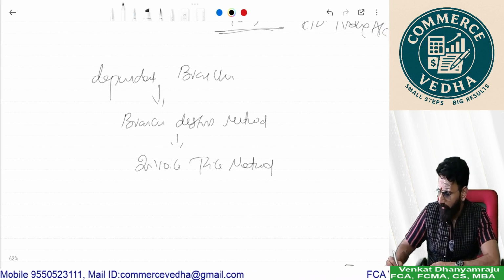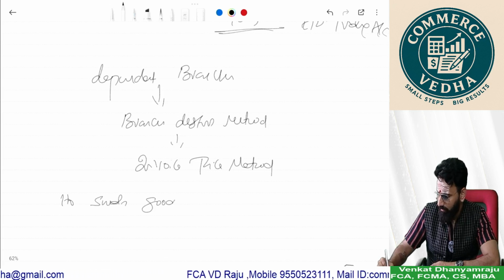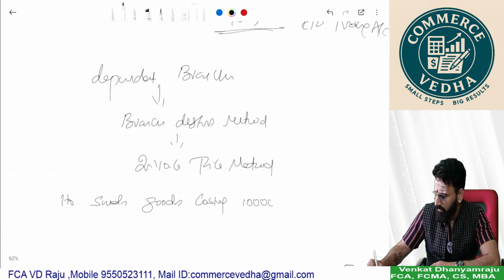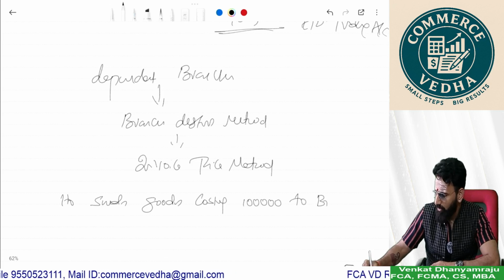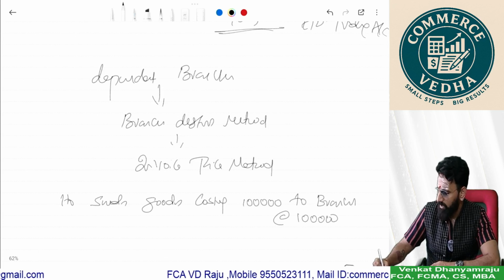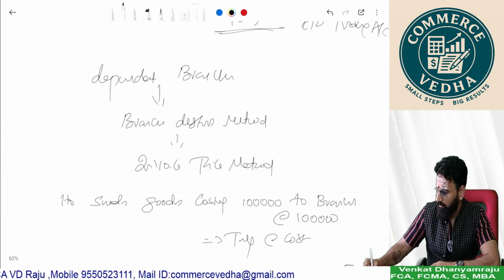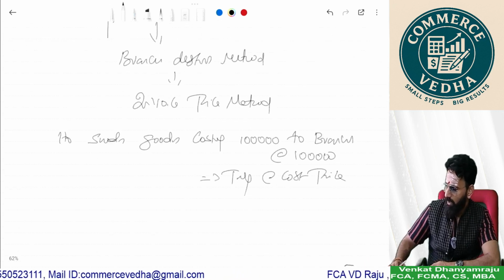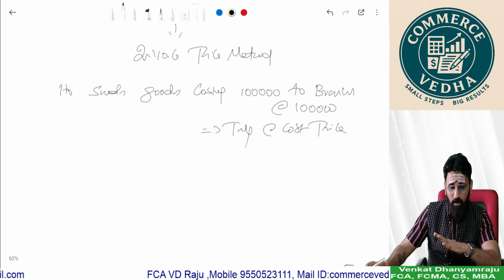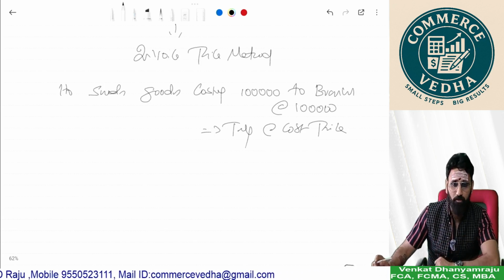Say suppose if head office sends goods costing 1 lakh to branch at 1 lakh. This is transfer at cost price. In this case, head office is sending goods to the branch exactly at cost price. There is no margin added by the head office. So that is called cost price method.